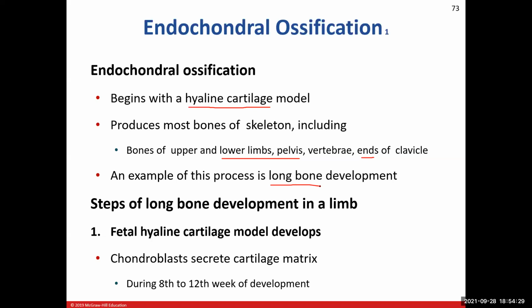So step 1, we start off with that hyaline cartilage model. So that means that that little miniature humerus has already undergone interstitial growth and appositional growth from those chondroblasts. They have made the cartilage matrix, and they put it into place, and this started anywhere between your 8th and 12th week. So we've got a little mini humerus now, but it's made up of all cartilage.